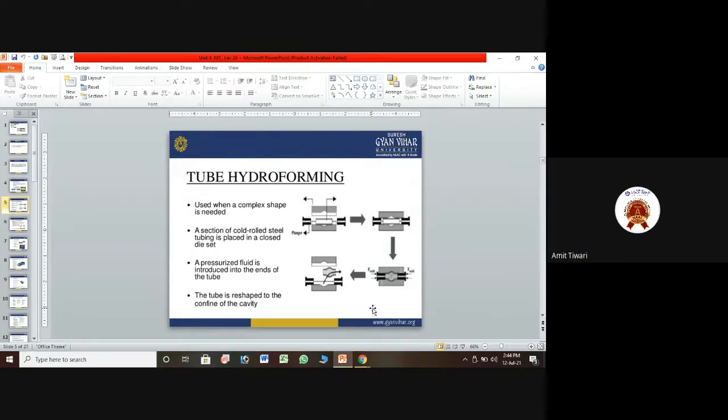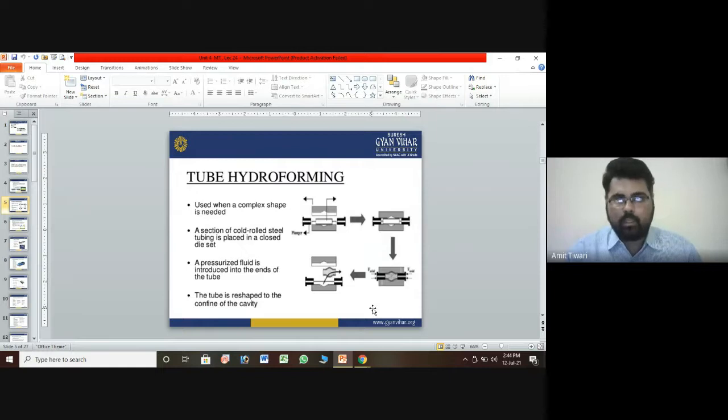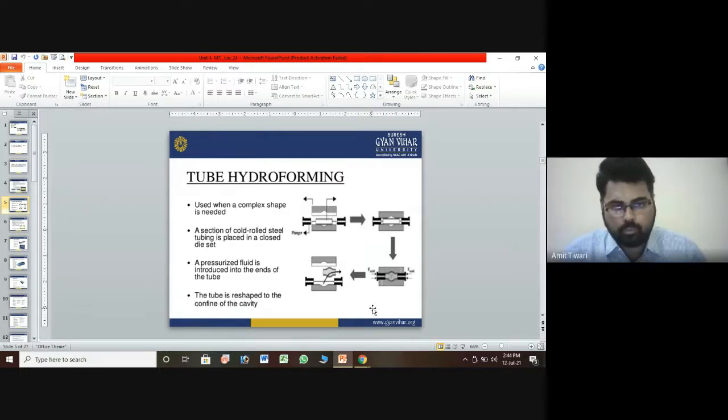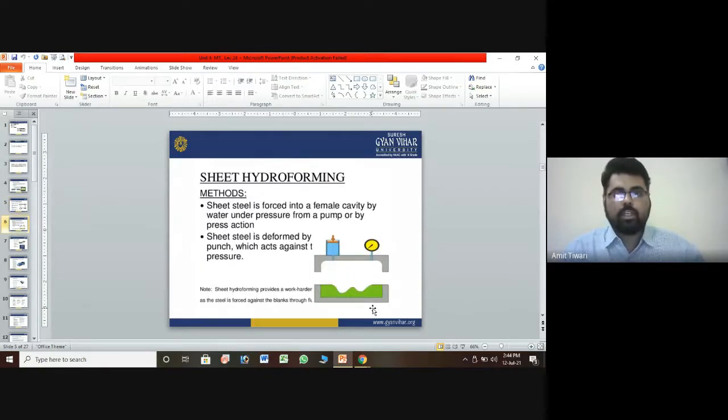So this fluid is basically the main part of the working of that material, which really helps to convert this type of shape easily. This type of material has to be designed very commonly, and now tube forming is used for our purpose. Now the second one is the sheet hydroforming method.